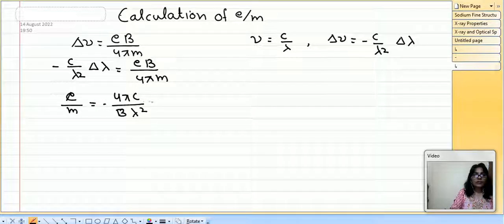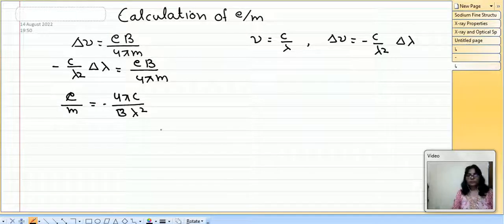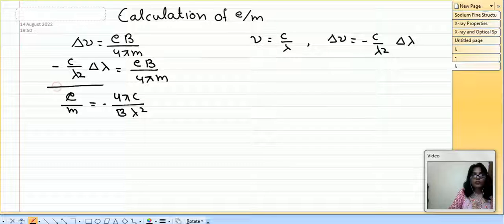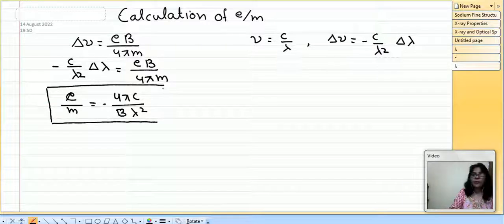I think this is the complete equation. Let me check this. E by m is equal to 4 pi C delta lambda by B lambda square. Yes, this is the right expression. So this is the expression for calculating E by m.